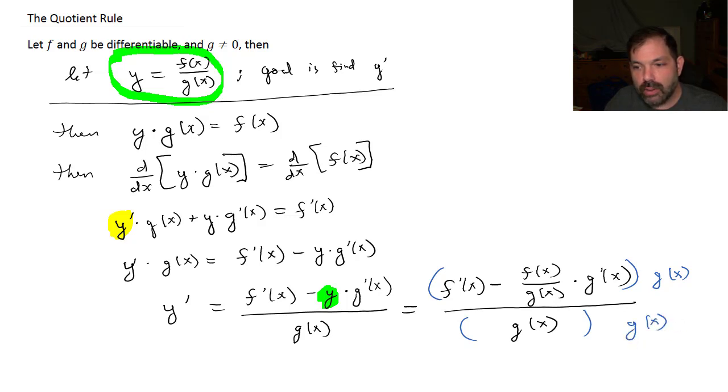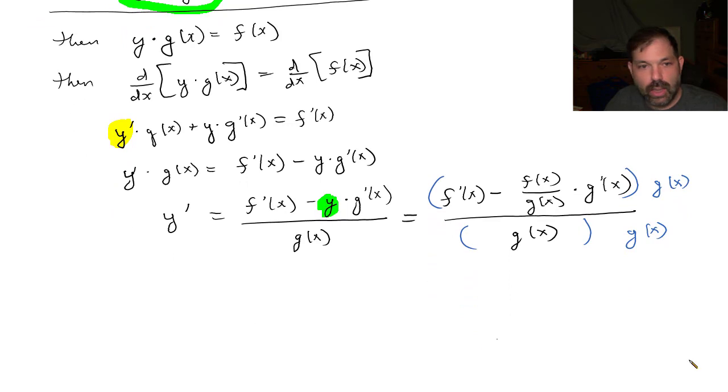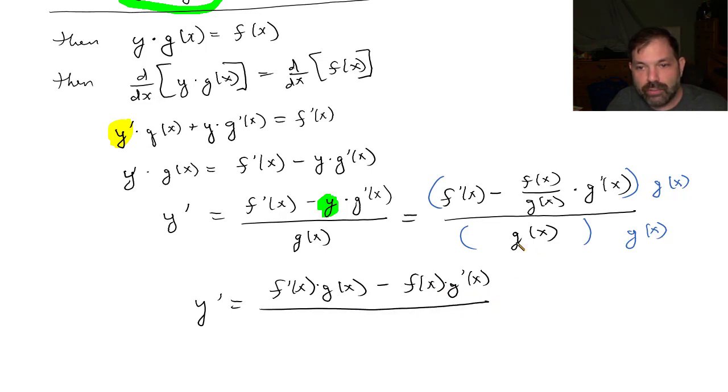And if we do this, we get that the derivative, the y prime, is then f prime x times g of x minus f of x g prime of x, so times g prime of x, divided by, now we have g of x times g of x, we'll write that as g of x squared in the denominator.